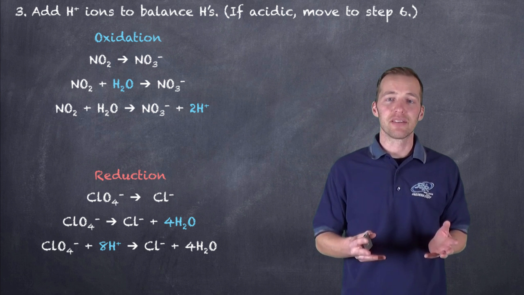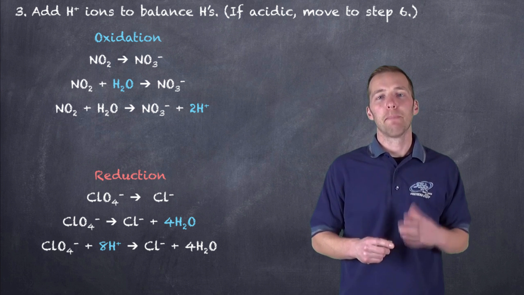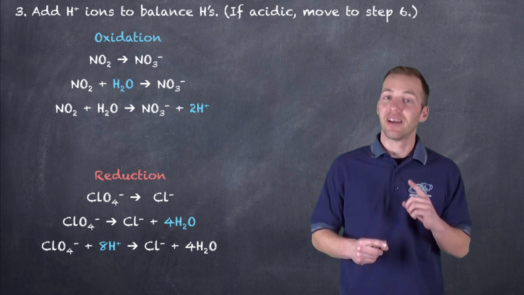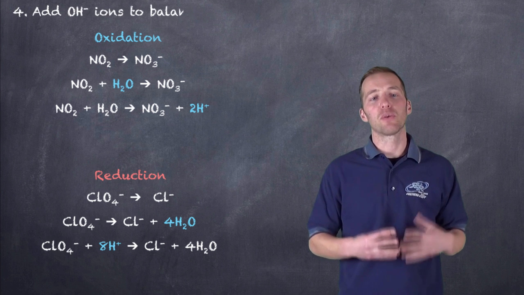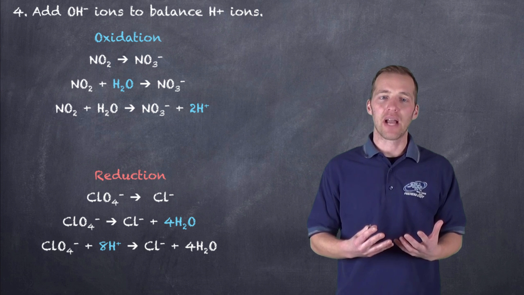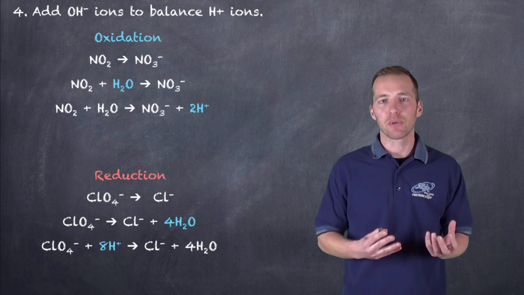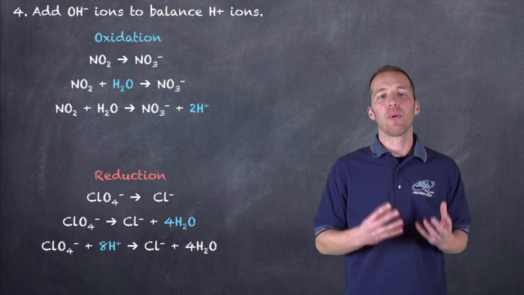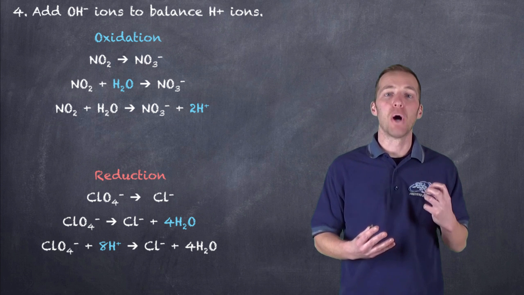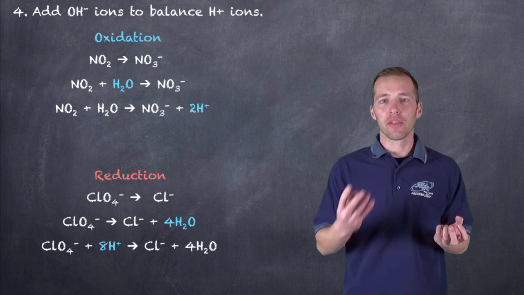Now, if the solution is acidic, we can continue forward to what I'm going to call step 6. But if the solution is basic, and this one is not, what we would do is add hydroxide ions to balance out the number of hydrogen ions. So if we take a look at our reduction reaction, I have 8 hydrogen ions on the reactant side. I would put hydroxide ions on both the reactant side and on the product side.